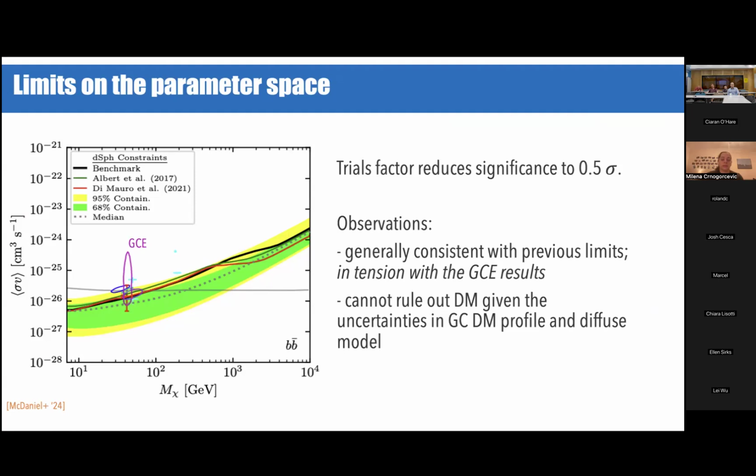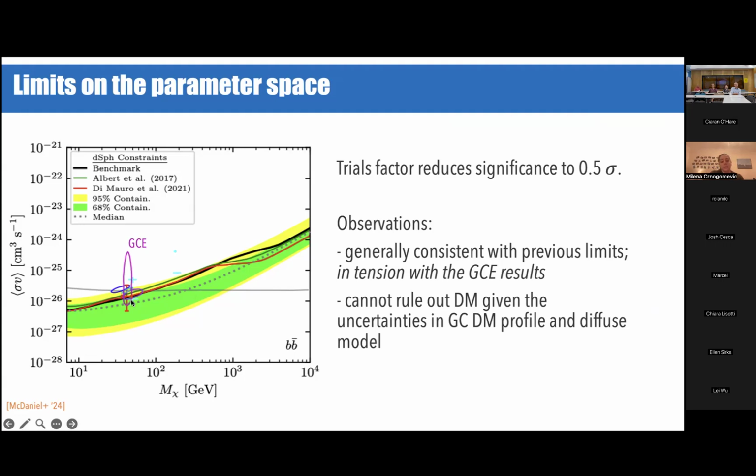Now, when putting the dwarf spheroidal galaxies in the context of other searches, the trials factors reduce the significance to about half a sigma. But what is important is that you can then put some upper limits, which for 2024 are generally consistent with the previous dwarf limits. So the dashed line here shows the 2024 limit coming from the dwarf spheroidal galaxies, excluding all the parameter space above it, and is embedded in a 95% confidence level of the yellow band.